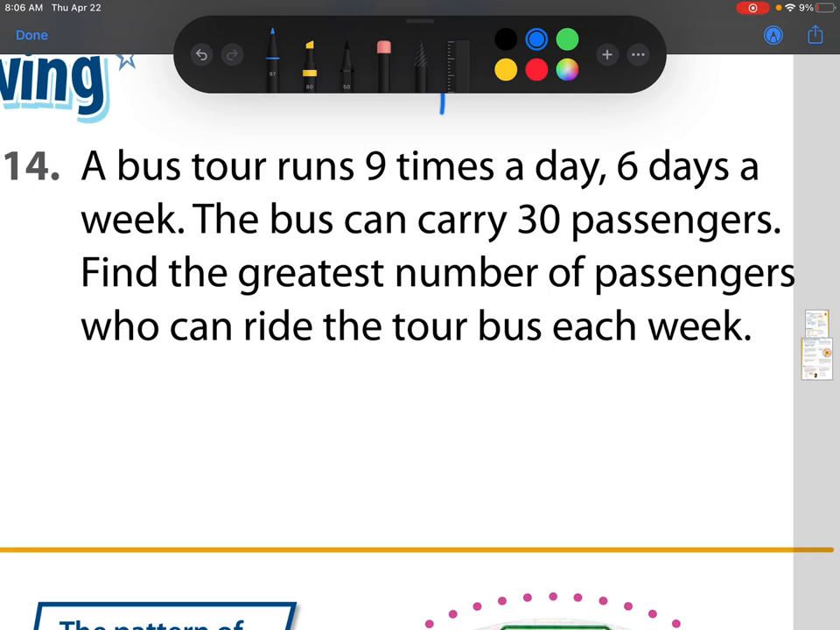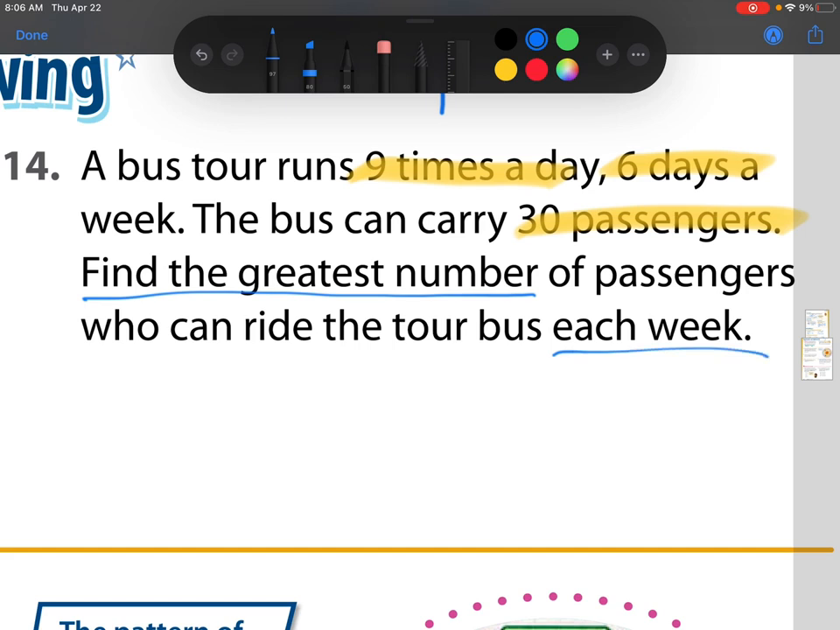A bus tour runs 9 times a day, 6 days a week. The bus can carry 30 passengers. Find the greatest number of passengers who can ride the tour bus each week. So let's see. So 9 times a day, it can carry 30 people. So in one day, that is 30 times 9. In one day, it can carry 270 people.